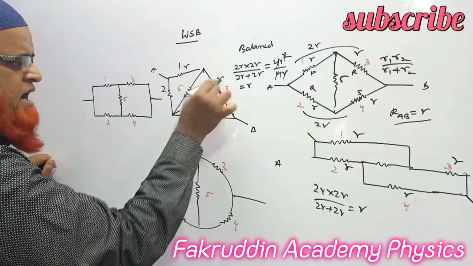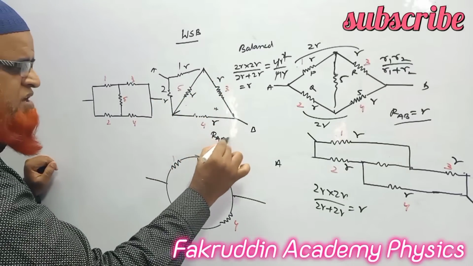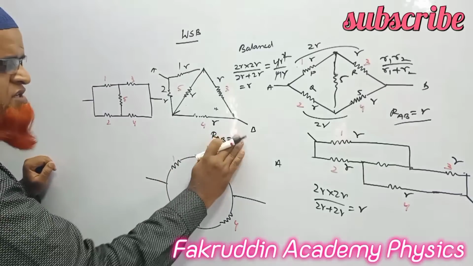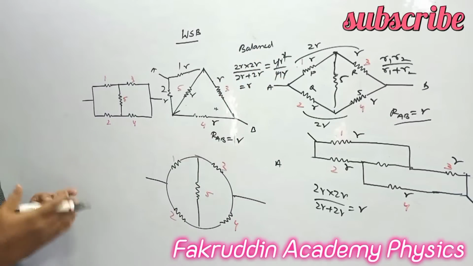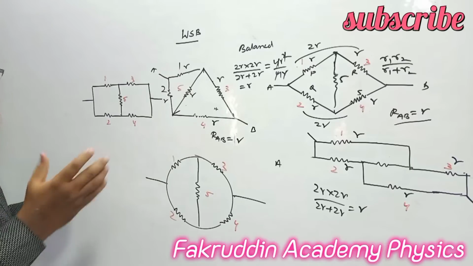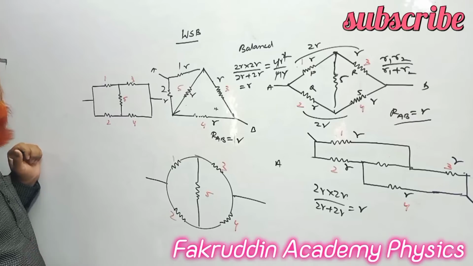So R, R, R. All the resistors are the same. Then resistance across AB is going to be R only. That is small r we have taken. So this is the formula: R1 R2 by R1 plus R2. That is 2R into 2R by 2R plus 2R is the answer here. Now this is also a shape of a circle, but it is a Wheatstone bridge.